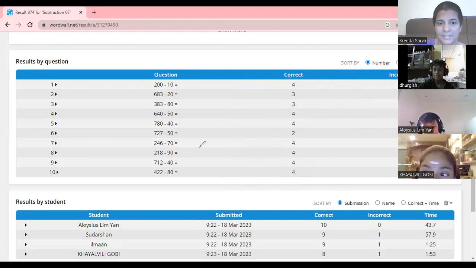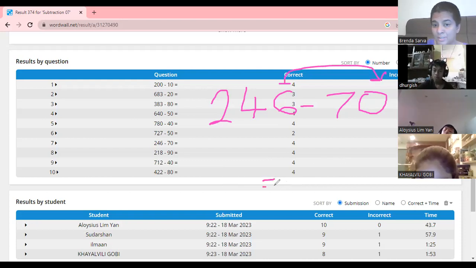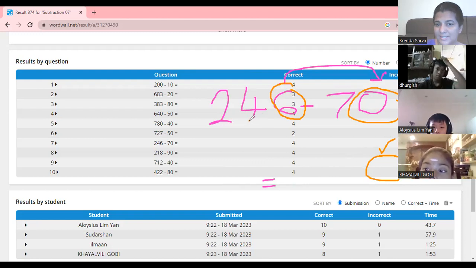Now let's clear this and do one more, one with borrowing. 246 minus 70. So how would I do this? Now, of course, you can do it like this. Ones minus the ones house mentally, which means I'm not writing down the standard written method. But how would I do it? Take the ones minus the ones. So 6 minus 0, of course, the answer is 6. Ones house done. Now, tens house is 4 minus 7.